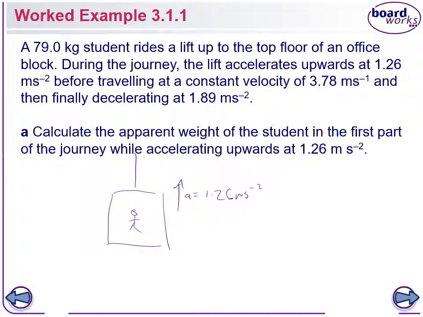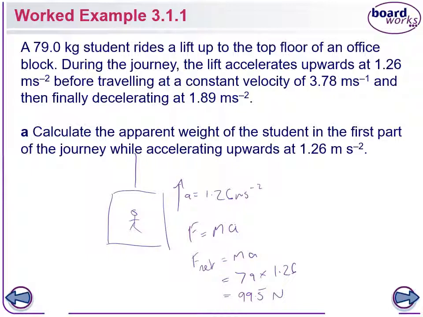So therefore, the net force on our student we can get from Newton's second law. Or if we want to write this properly, F net equals ma. So, our mass of our student is 79 kilograms. 79 multiplied by 1.26. And so the net force is going to be 99.5 newtons.